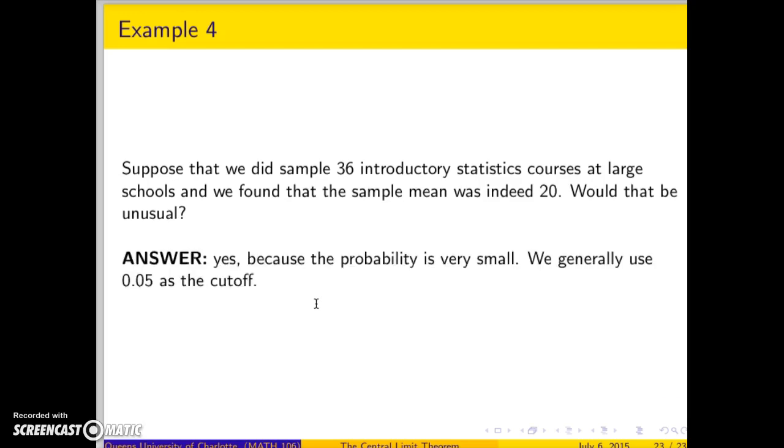So would this be unusual? Well, if we recall the rare event rule, any probability that is less than 0.05 is considered rare or unusual. In our case, our probability is 0.0021. Therefore, yes, this probability is very small and would be unusual.